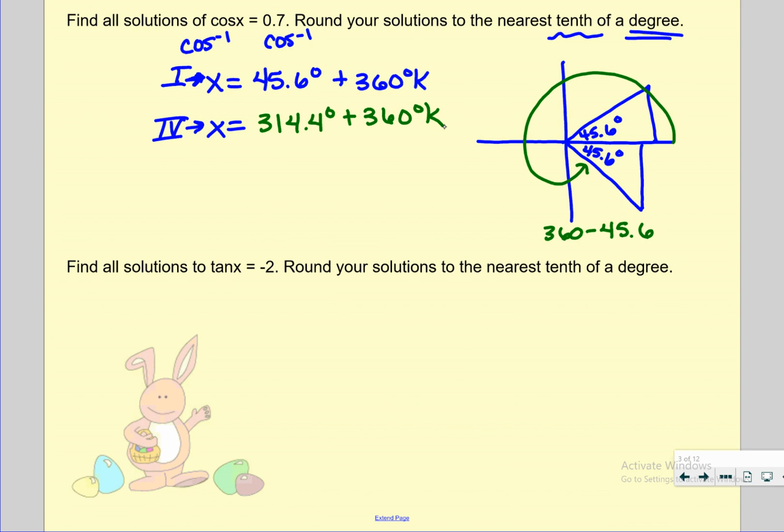Just plug it in. Actually, all these problems, it's solutions to an equation. You can plug them back in, make sure they work. Just make sure you're in the right mode. Okay, let's try another one of those. Find all solutions to tangent of x equals -2.